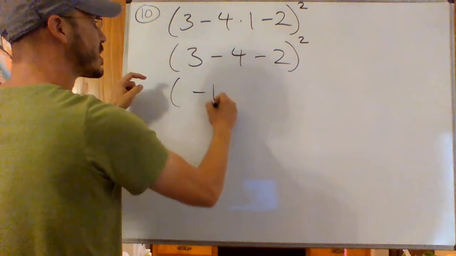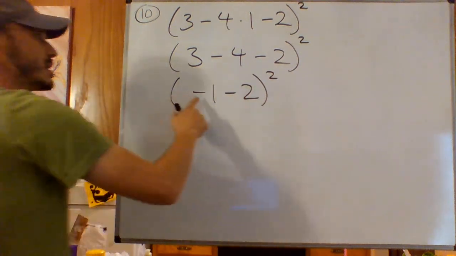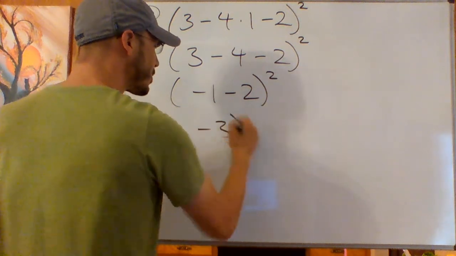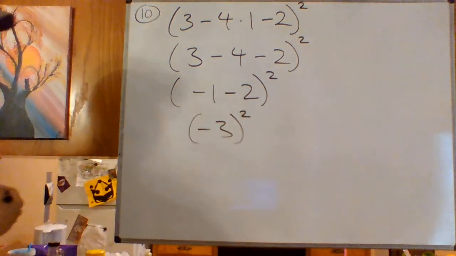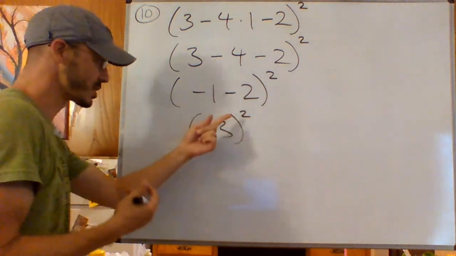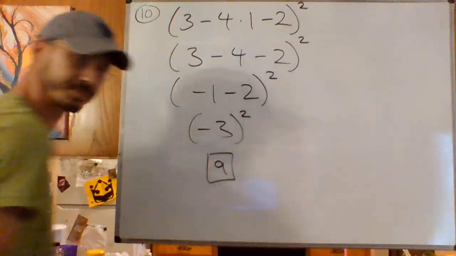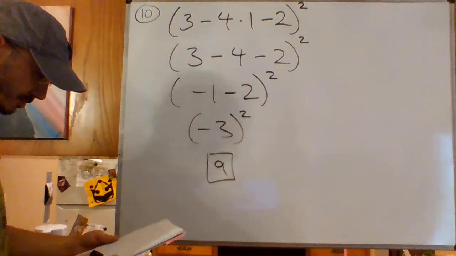3 minus 4 is -1. And then -1 minus 2 is -3. And now I've simplified the inside of the parentheses. The only thing left to do is square it. -3 times -3 is 9.